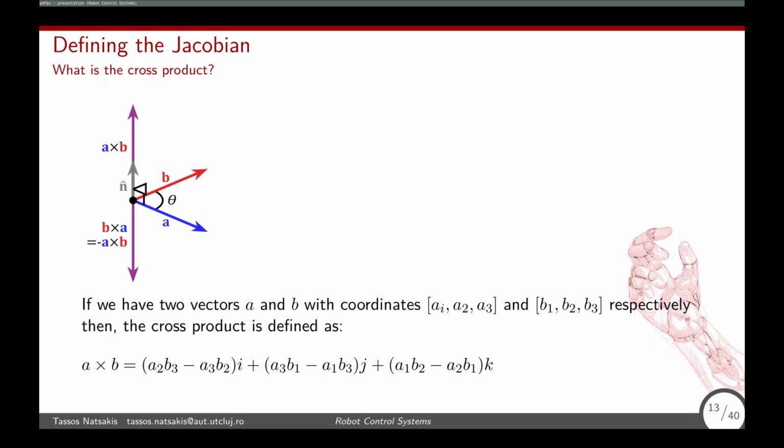The cross product is calculated between two vectors in 3D space. So if I have vector A and vector B, the cross product of these two is calculated like this. So here I will have vector A and vector B. Each one has three components, A1, A2, A3, and B1, B2, B3. And I can calculate the three components of the resulting vector. This would be the first component, the second component, the third component, right? With i, j, k as the three axes.